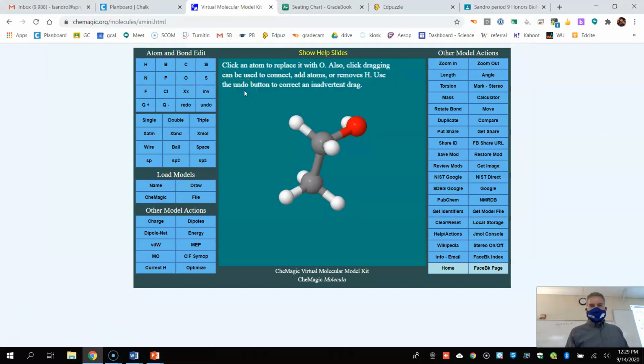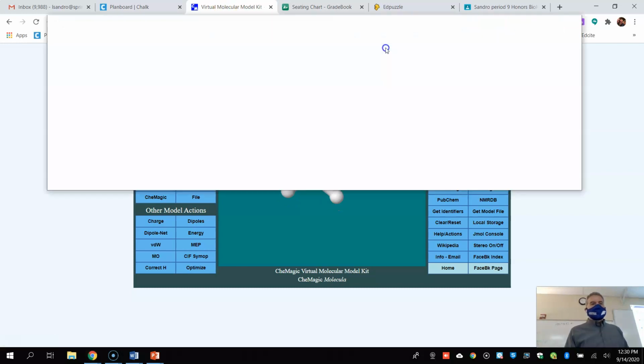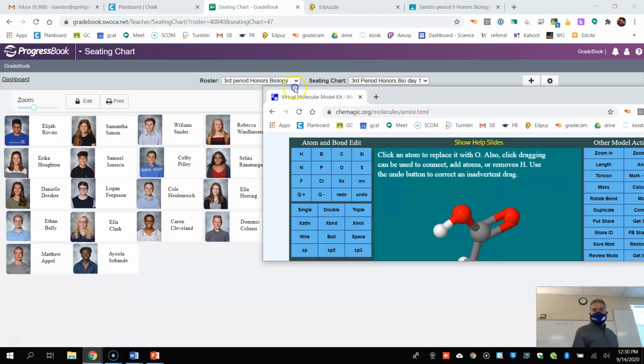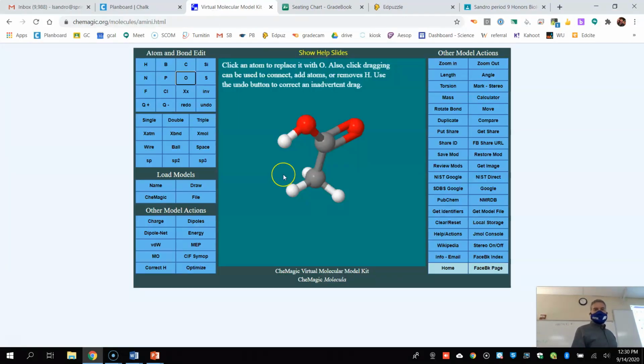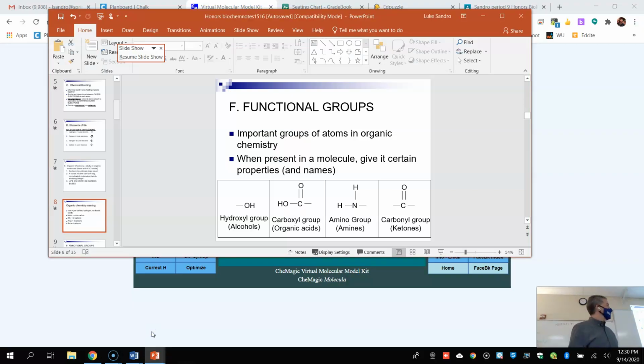You just click on double, and then click on the bond between the oxygen and the carbon. And you get that double bond there. And then you still have to tack another oxygen onto the end. But now what you've got is what we call an organic acid, ethanoic acid specifically. Pretty simple one, not that common.